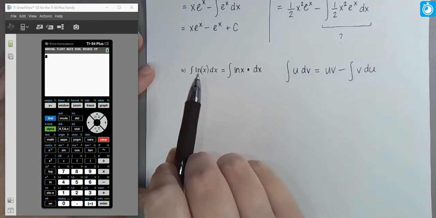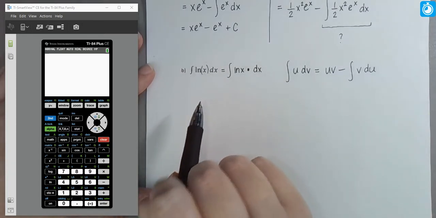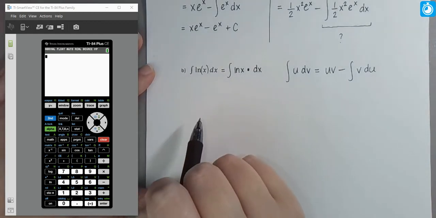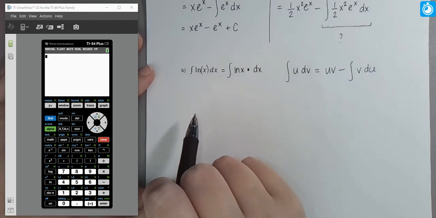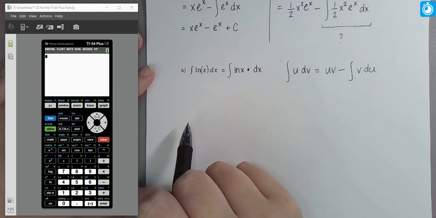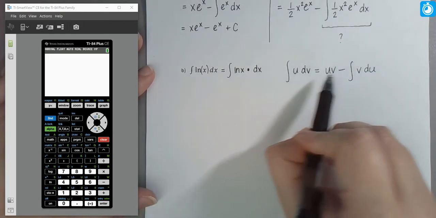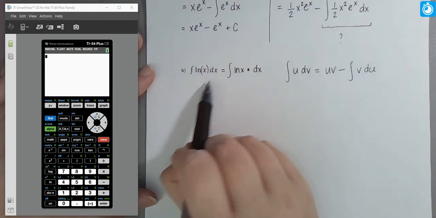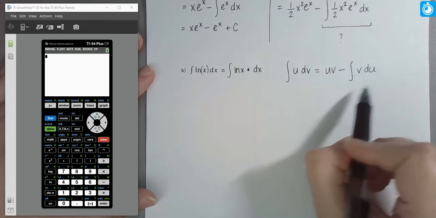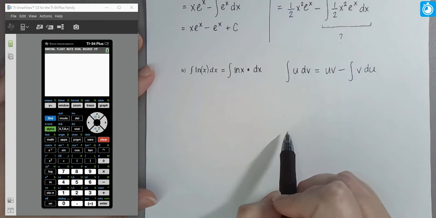And again, the idea is we want to take this integral, which we can't find directly. Why can we not find this directly? What's the problem? Well, we don't actually know what the antiderivative of the natural log of x is. We know its derivative, but we don't know its antiderivative. So we're using this formula to take an integral that we can't find directly and maybe write it in terms of an integral that we can find directly.